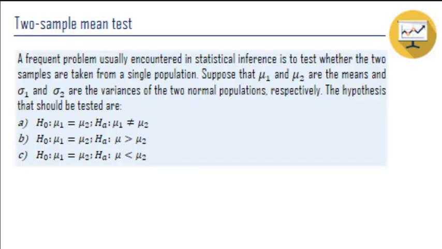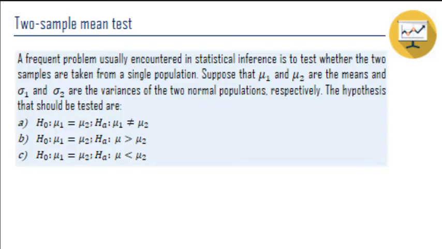Okay, now we move on to two sample mean test. A frequent problem usually encountered in statistical inference is to test whether the two samples are taken from a single population. Suppose that mu1 and mu2 are the means and sigma 1 and sigma 2 are the variances of the two normal populations, respectively. The hypotheses that should be tested are, so let's take case letter A. The null hypothesis is mu1 is equal to mu2 and the alternative hypothesis is that mu1 is not equal to mu2.